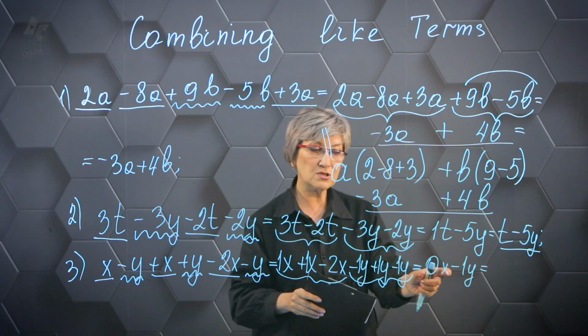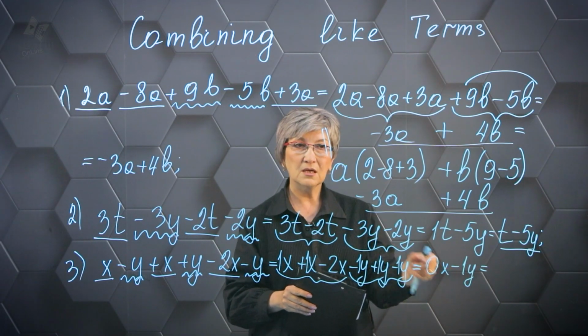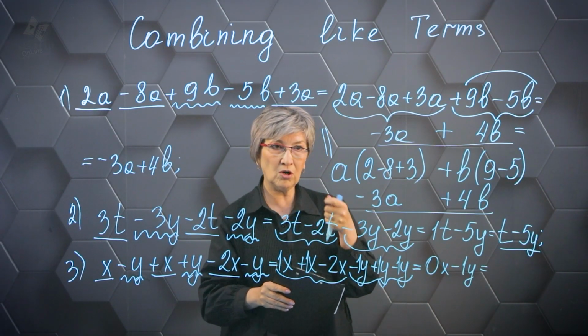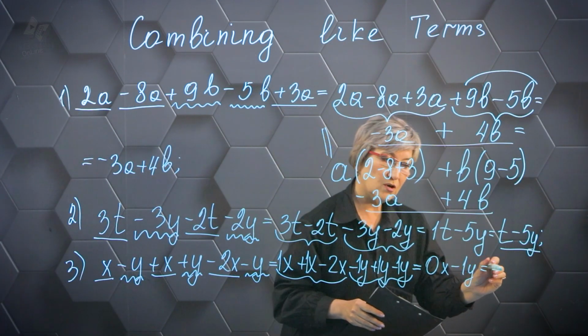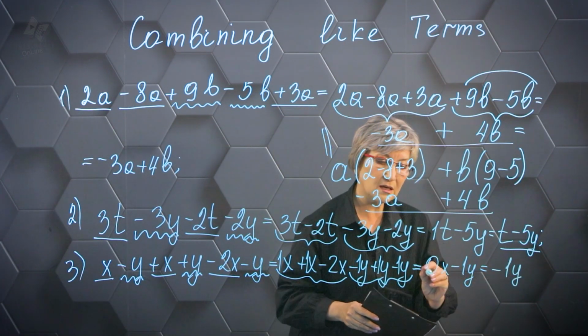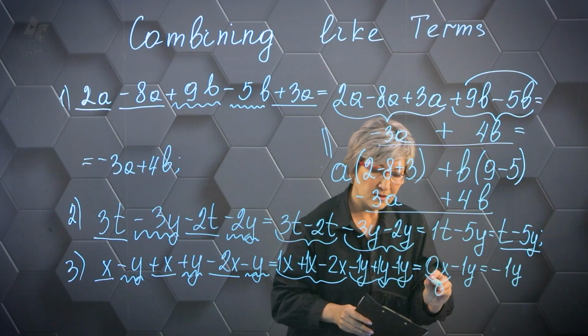As you can see, we have one summand, 0x. But we know that if I multiply 0 by any number, I get 0. So the answer is minus 3y, because that summand will equal 0.